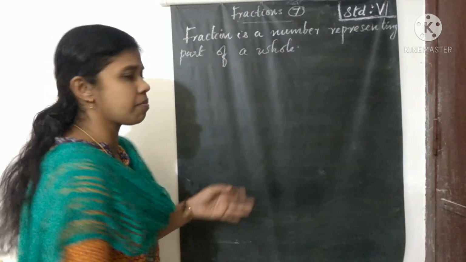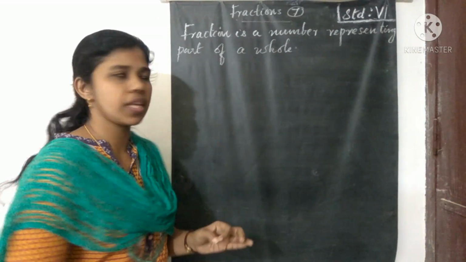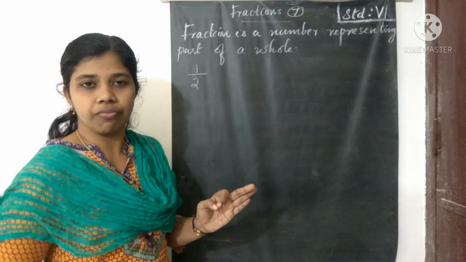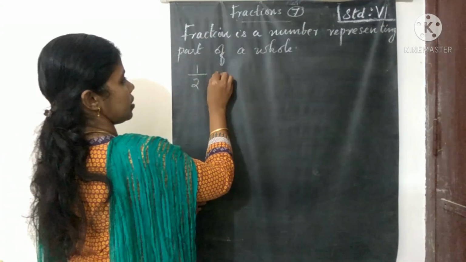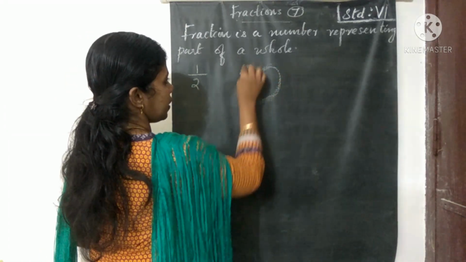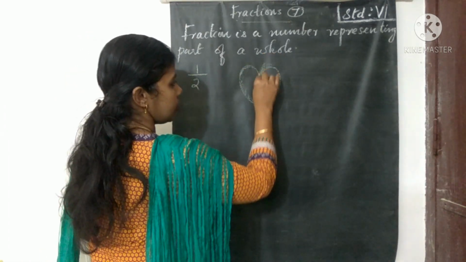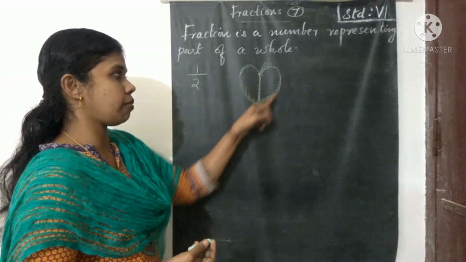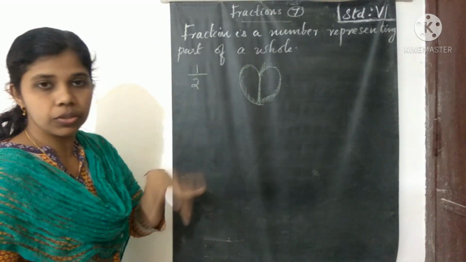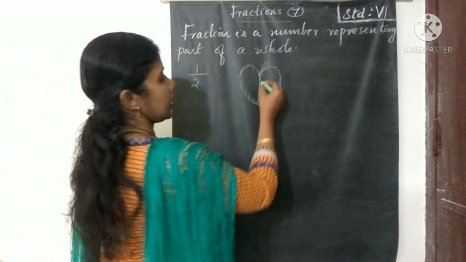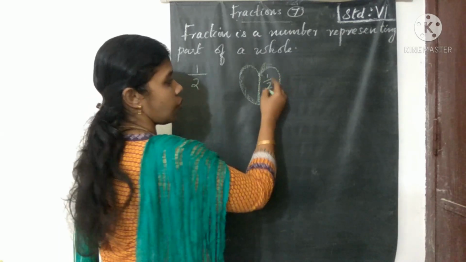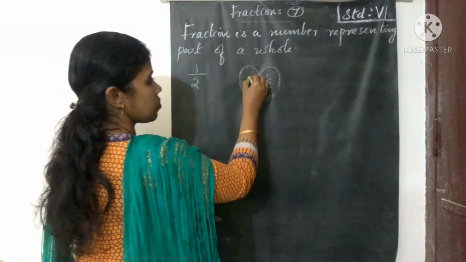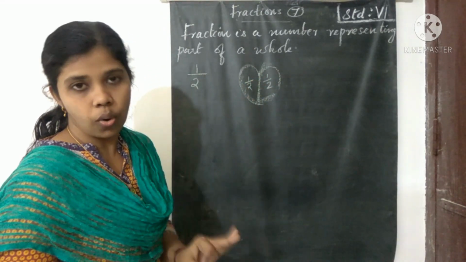One example. What is the basic example of a fraction? Yes, 1 by 2. What is the picture representation of the fraction 1 by 2? One apple, an apple divided into two equal parts. One apple is one whole object. The whole object apple is divided into two equal parts. Then each part is called 1 by 2, that is half of the whole object. This each part is called what? Half of the whole object.